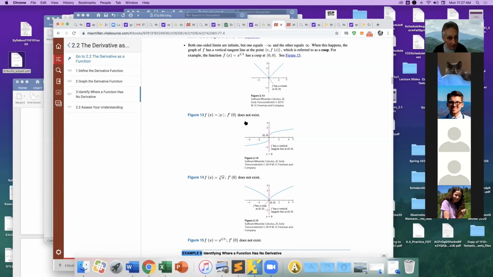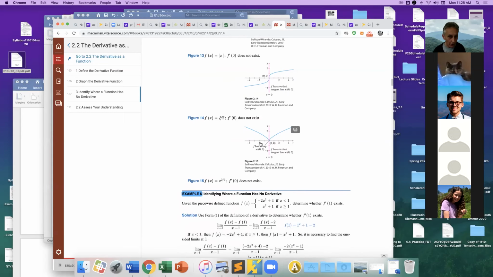So it has a vertical tangent line at x equals 0. That means the derivative does not exist. It's not differentiable if it's got a vertical tangent line. The slope being infinity means it's vertical. If it's going up and the slope has to be infinity, then that means it's not differentiable there, okay?